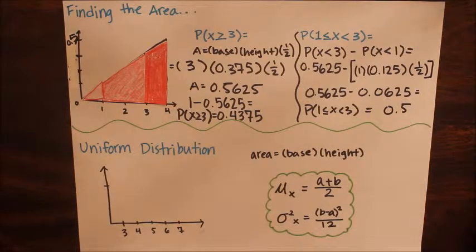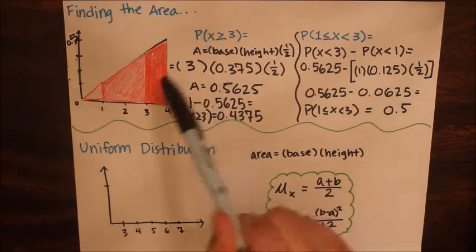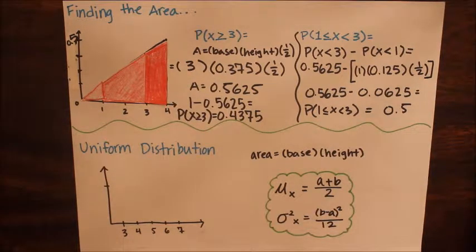Here I have an example with a triangle about the concept of finding the probability by calculating the area. With this triangle, the probability that random variable x is greater than or equal to 3 can be calculated by subtracting the probability of x less than 3 from 1, which is the entire triangle. The probability of x less than 3 can be calculated by finding the area of the triangle.